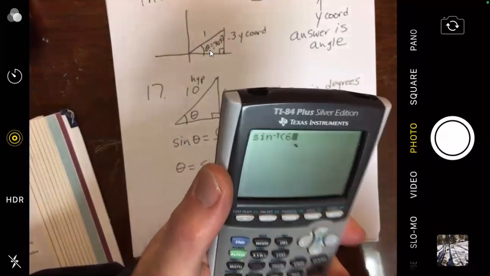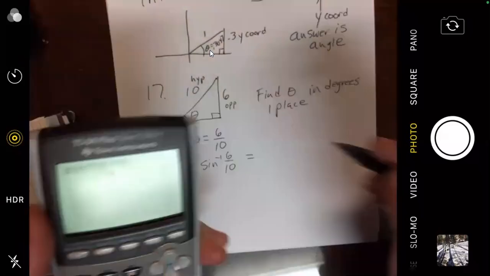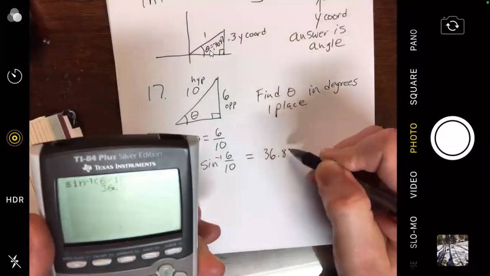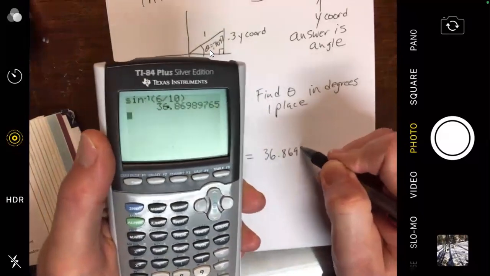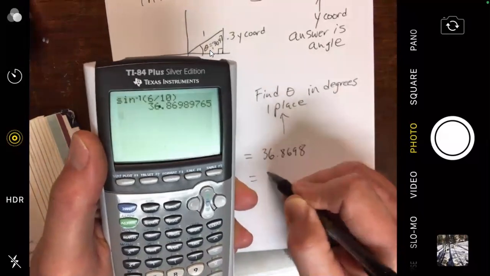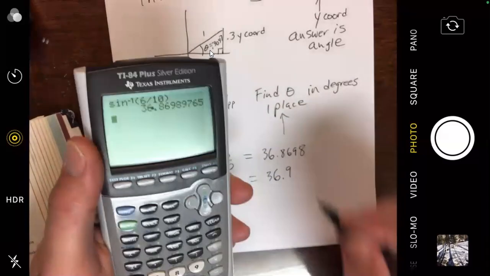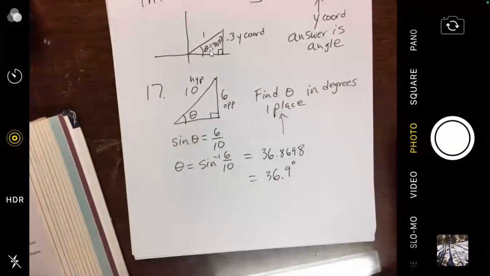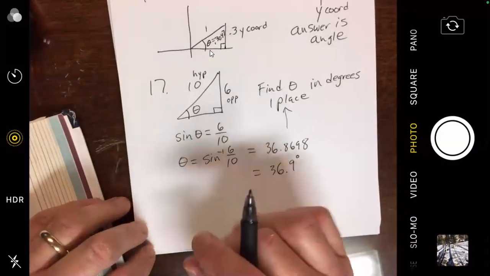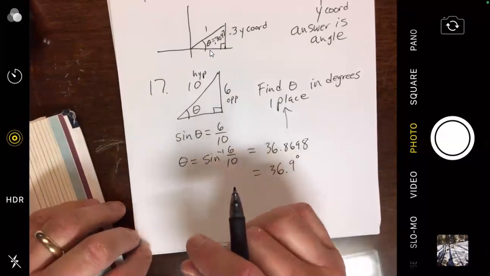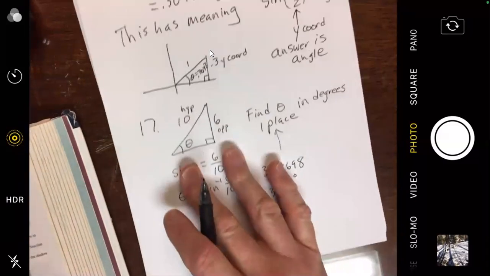Inverse sine, 6 divided by 10. 36.8698. They did say one place, so we'll make it 36.87. Don't leave off the circle, that's degrees. 36.9 degrees. All right.